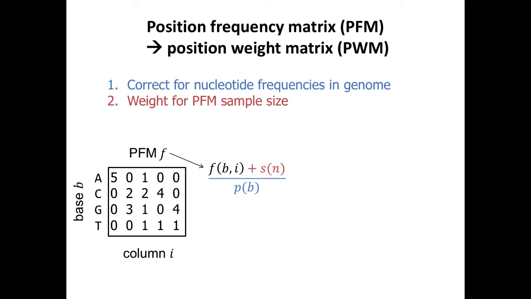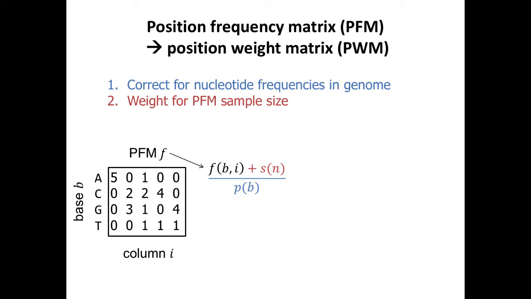Right? The second thing we're going to do is we are going to weight for the number of samples that went into the position frequency matrix, right? So we only had 5 samples going into this one versus 21 we had going into the previous matrix, right? You want to incorporate that, and that's going to give you some amount of confidence in whether the motif that you've come up with is actually representative of what the transcription factor binds, right?